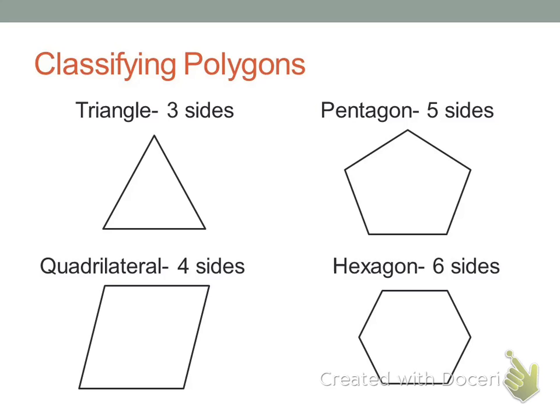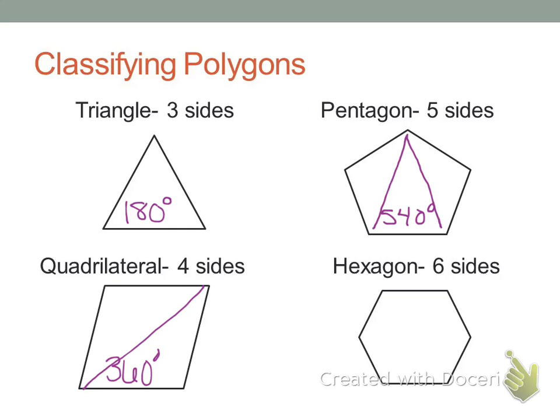Then we talked about polygons, classifying polygons. So everybody with me together, what do the angles of a triangle add up to equal? 180 degrees. What about a quadrilateral? 360 degrees. And I could divide that into 2 triangles. 2 triangles add up to be 360 degrees. What about a pentagon? 540 degrees. And again, I could divide a pentagon into 3 triangles, and 3 triangles add up to be 540 degrees. For a hexagon, what do they add up to be?